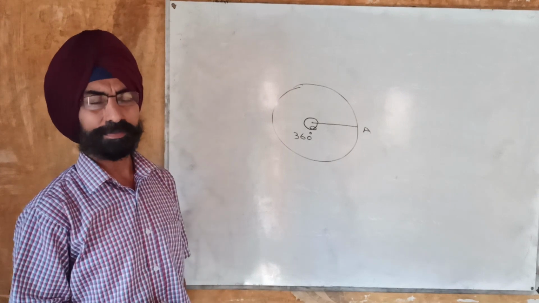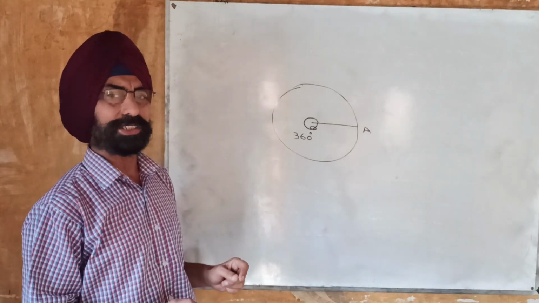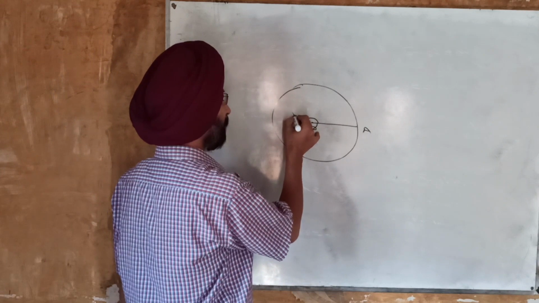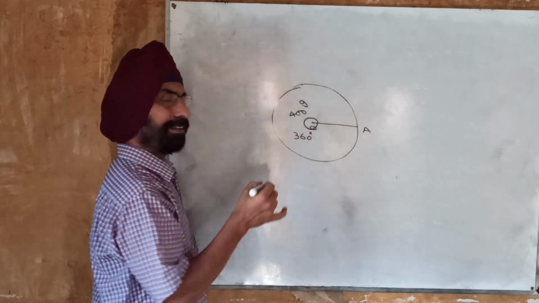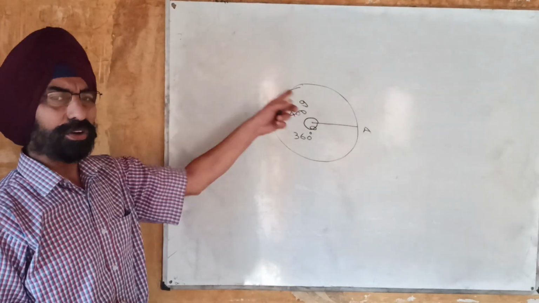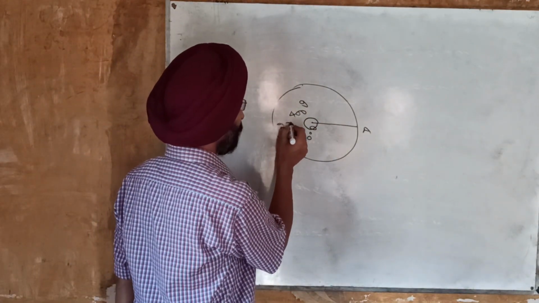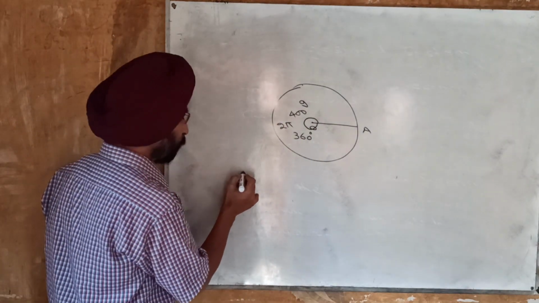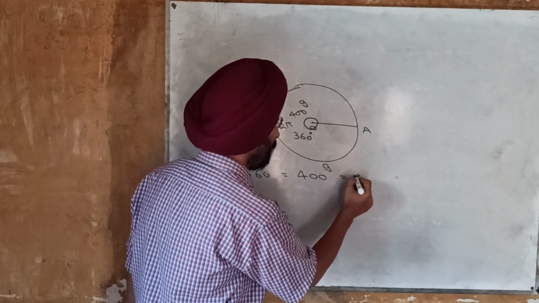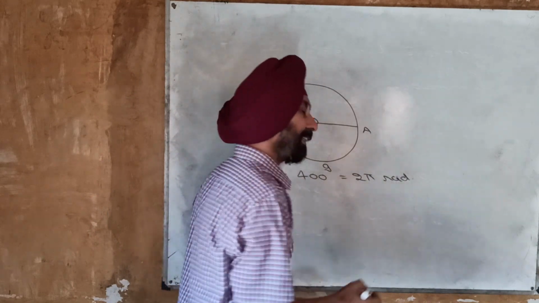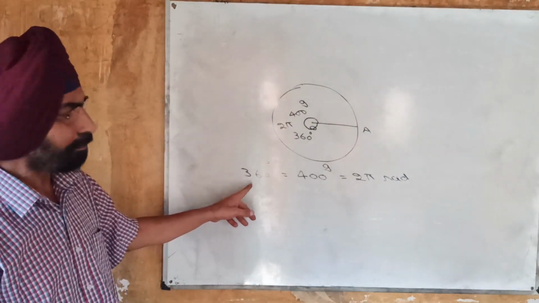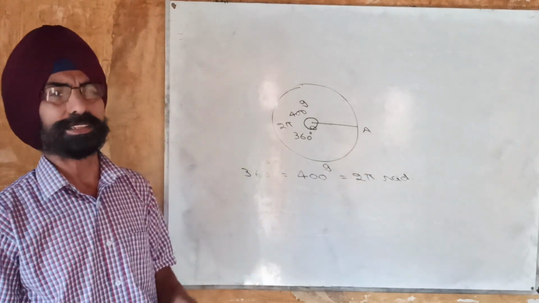For the second case, 1 gradient was the 400th part. So the complete angle will be 400 gradients, and we write g or gon, 400 gon. In the third case, we have seen that the angle of a complete revolution is 2 pi radians. That means 360 degrees is equal to 400 gradients, which is the same as 2 pi radians. So this is the connection between the three different systems: sexagesimal system, centesimal system, and circular system.